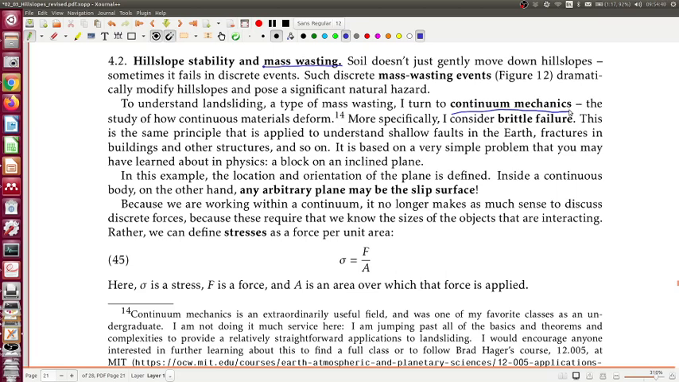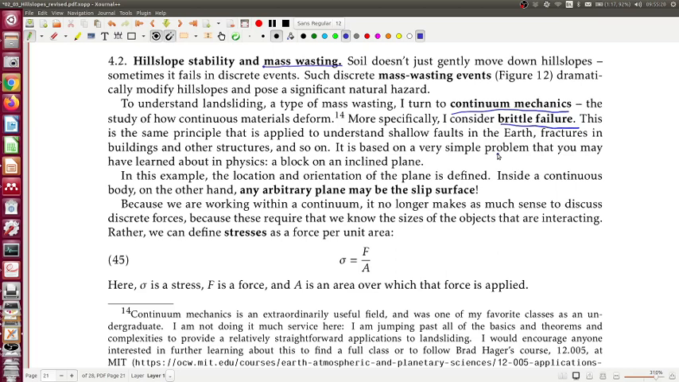Inside Continuum Mechanics, we think about what happens when that rigid body starts to deform internally. And more specifically, I'm going to consider brittle failure of that body. So I'm not really concerned so much with flows, things that you might see in water. What I'm concerned about is what happens when you have something that is solid and then suddenly slips and fails. And so this sort of approach is used to understand faults in the earth, fractures in buildings, the stability of aircraft and so forth. It's really commonly used in engineering, and it's also something that we can use to understand landslides.